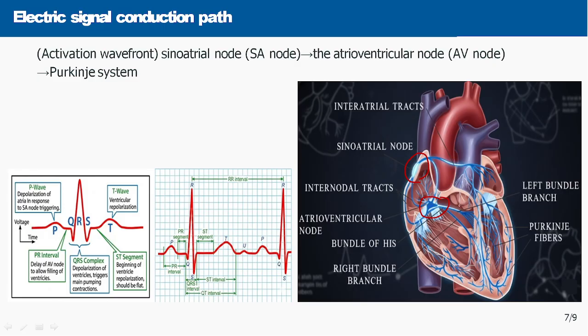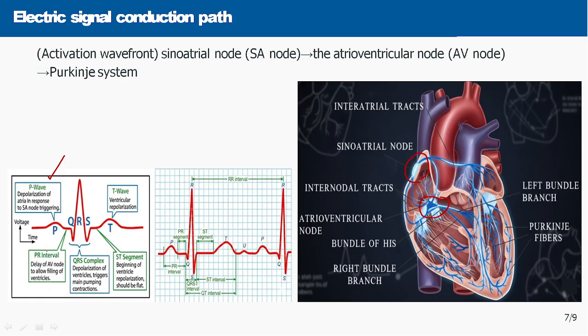Now, we will see what happens to this action potential. We can measure that through ECG, the electrocardiogram. That curve represents the depolarization and repolarization of the atria and ventricles. This curve starts from P, and the P wave is the depolarization of the atria in response to SA node triggering. Then we have a delay in the AV node to allow filling of the ventricle.